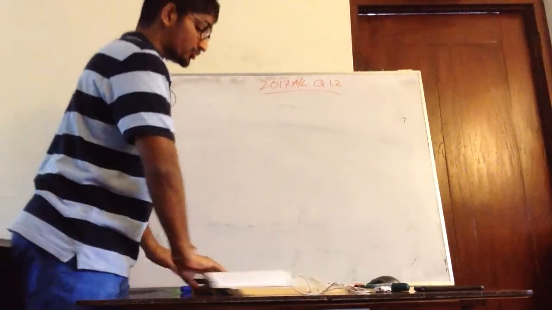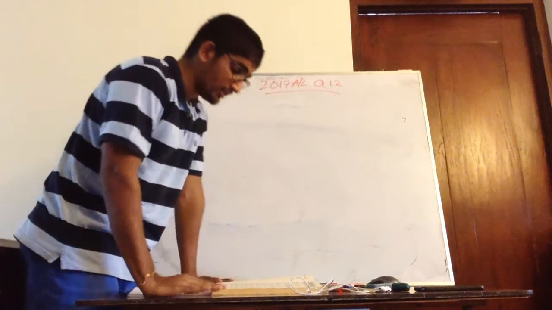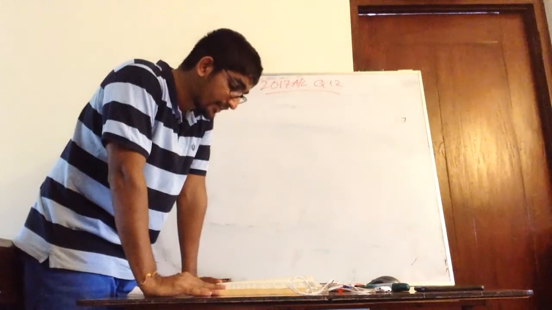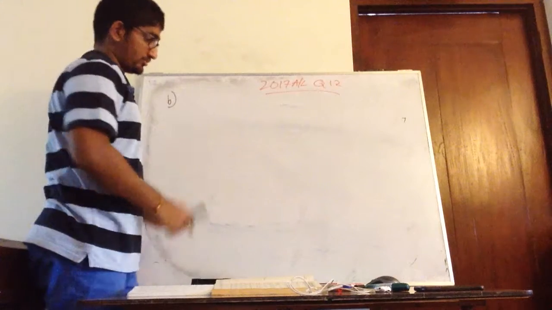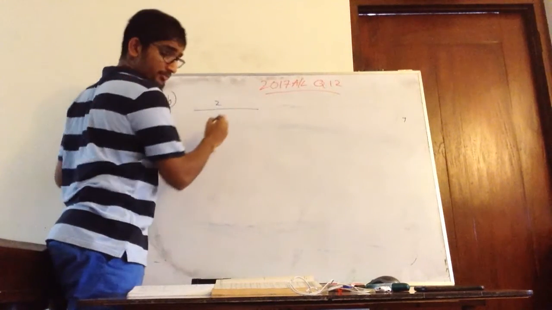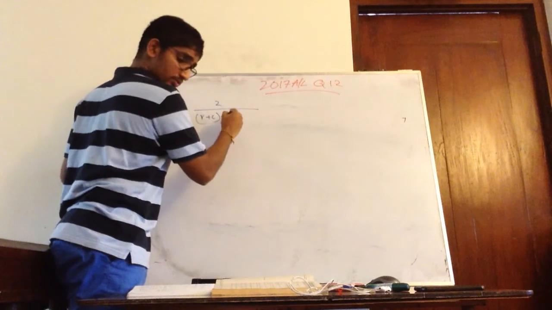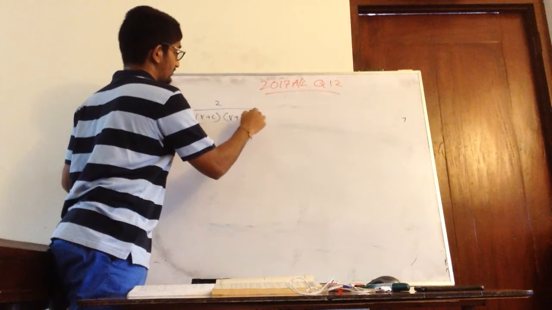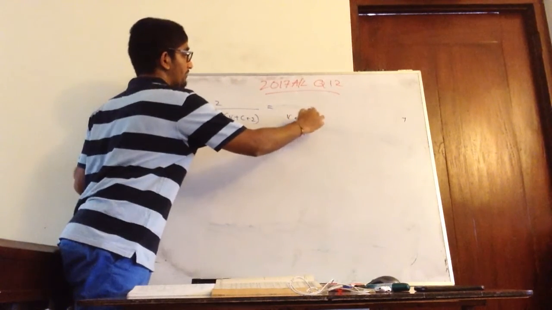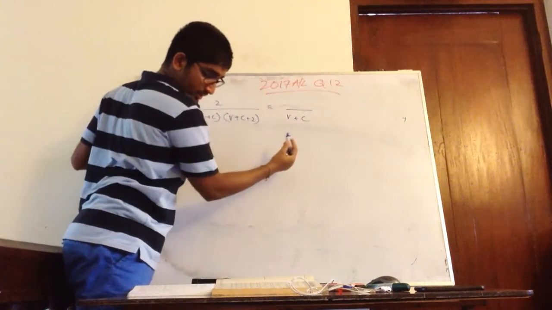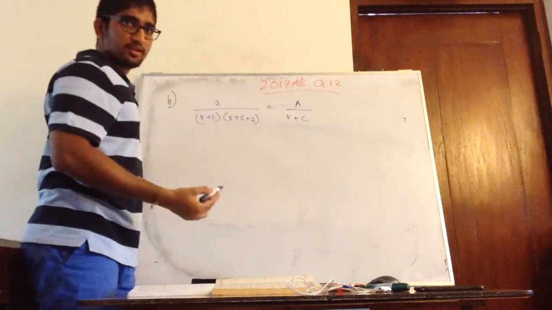Right. So part B. So part B is a series question. Now in this series question, they are first of all saying show that 2 over (r + c)(r + c + 2) is equal to a over (r + c) plus b over (r + c + 2). So I'm going to put that as a. Right, so we need to prove this.